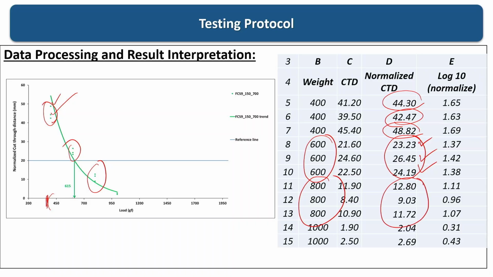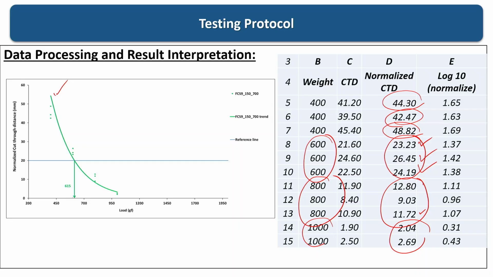12.80, 9.03 and 11.72 here, and for 1000 we are getting 2.04 and 2.69. So, using all this data, if we plot a regression line, this is the line we have plotted.